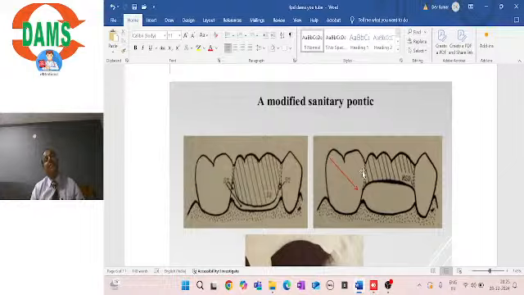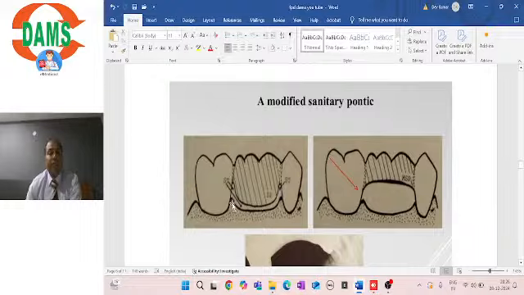If it is not contacting, then we should have at least 2 to 3 mm of space where the patient can put their interdental cleaning aids and remove the food debris that is lodged. Now we have a sanitary pontic, that is the conventional one, and then we have a modified sanitary pontic. The conventional sanitary pontic follows the ridge contour. This is known as the fish belly pontic. This is the conventional pontic, fish belly.